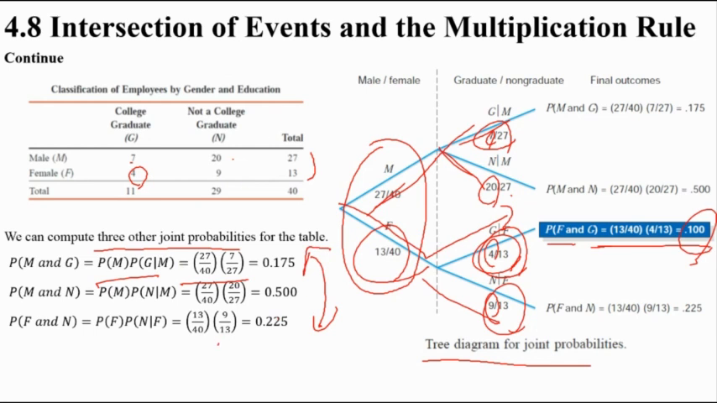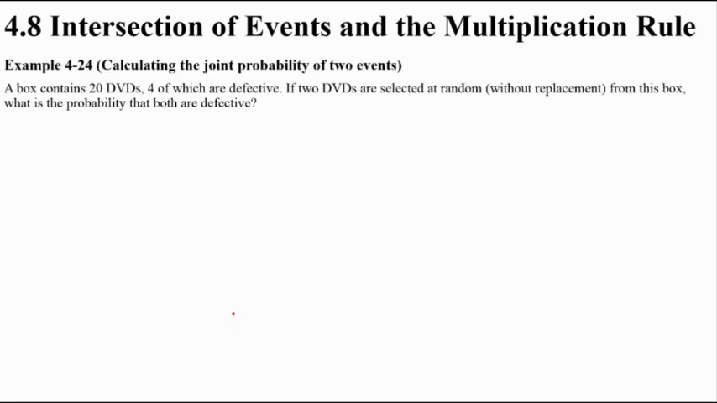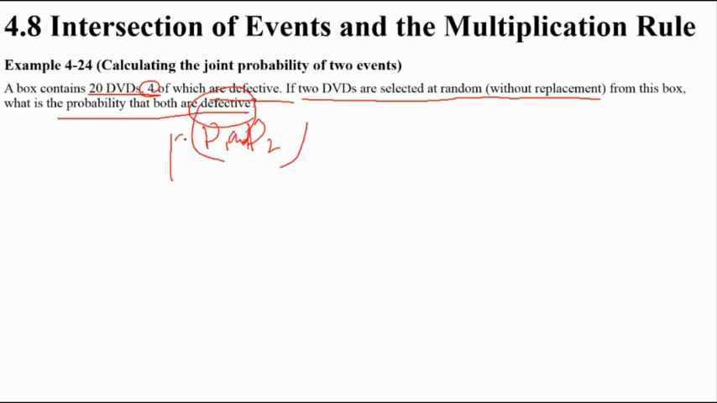Okay, all right. Another example: we unbox 20 DVDs, and 4 are defective. So 4 out of 20 are defective, right? Two DVDs are selected randomly, without replacement. What's the probability both are defective? You choose two DVDs, the first defective, D1, and the second, D2. That's the kind of probability question.